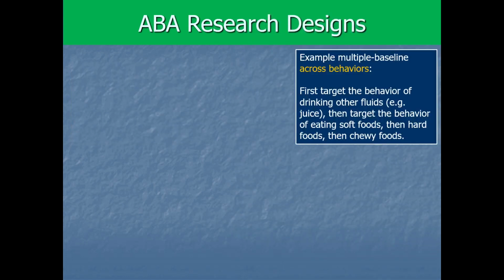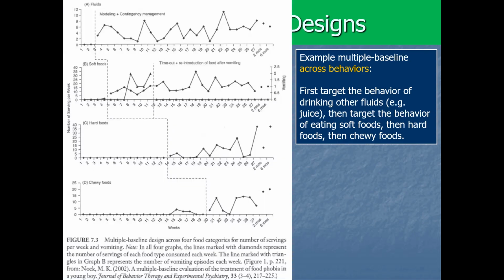A real-life example of multiple baseline across behaviors can be seen in this graph from a 2002 study with a kid who had what they described as extreme food phobia. But probably we'd now call it avoidant restrictive food intake disorder, ARFID. It's a type of eating disorder. Anyway, this was really messing with the kid's health. He had been literally eating only water and protein drinks for years.